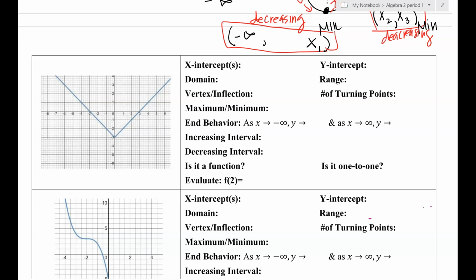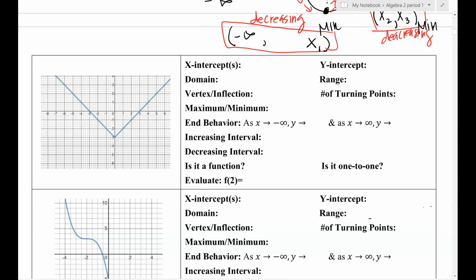So now that we have all of our vocabulary defined, let's put it to practice. This first graph looks like we have a V graph. So we have to fill out all of this information right here. First, we have to find the x-intercepts.